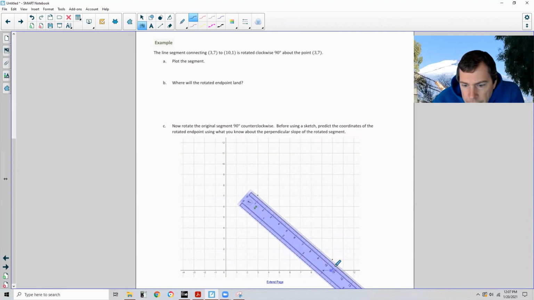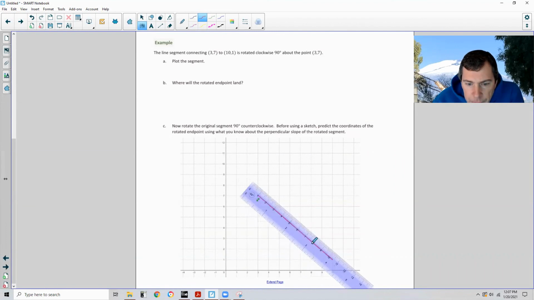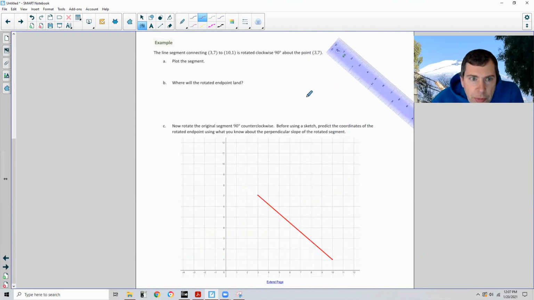Just trying to be really accurate here. And I don't know, red. So I'm going from 3, 7 down to 10, 1, just like that. So there's the segment. So A, plot the segment. Check.